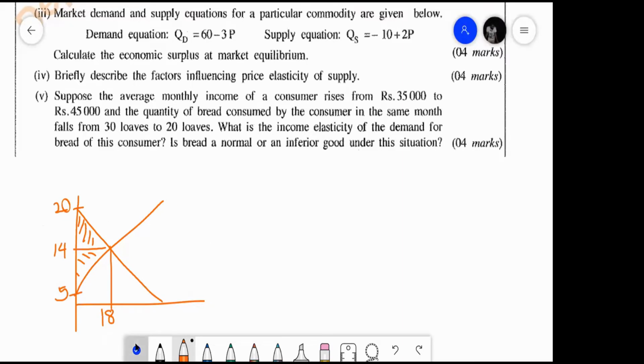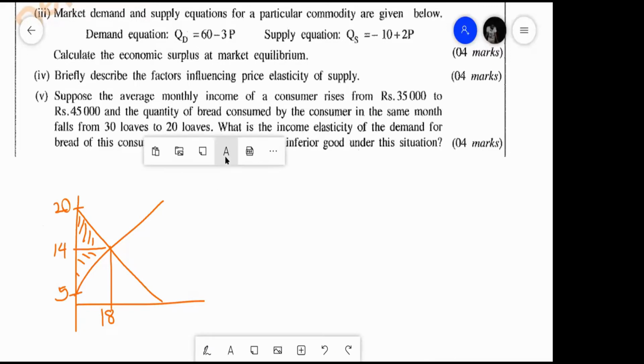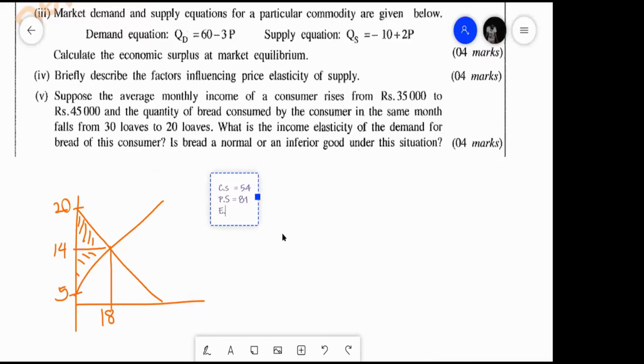So going with your answers, consumer surplus, how much do you all get, guys? Economic surplus is 135. How much is consumer surplus? 54. Producer surplus is 81. You add the two together, you get economic surplus, which is equal to 135. So it's a simple calculation that you have to do, where you get 4 marks.